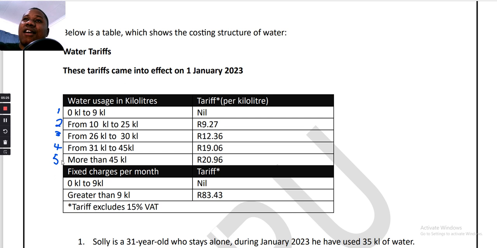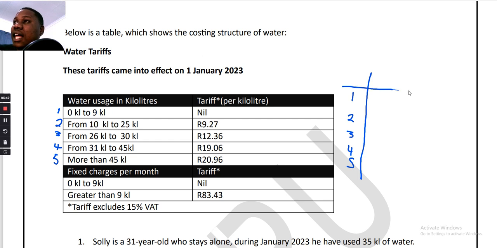Now I have identified that I have 5 blocks. Let me write it somewhere here. I have block 1, block 2, block 3, block 4, and block 5. Okay, so now I am going to summarize the usage of water.